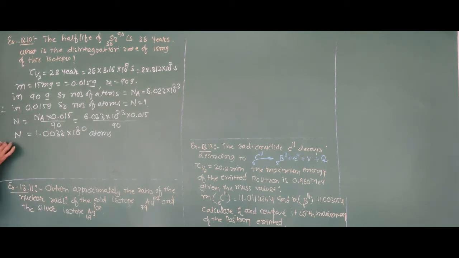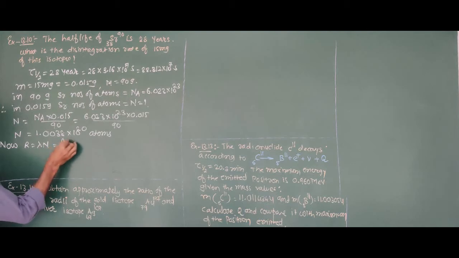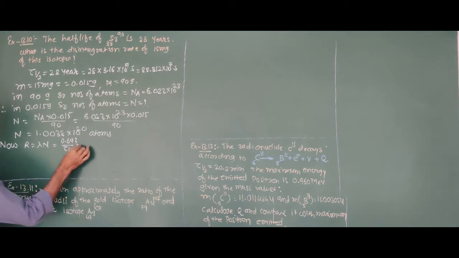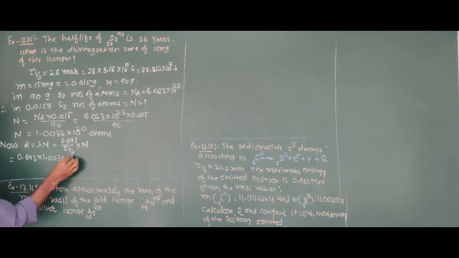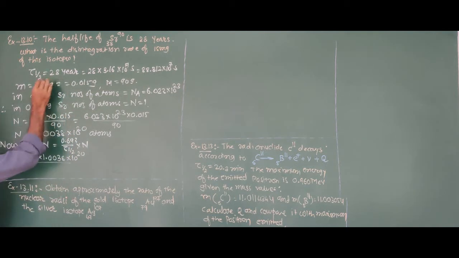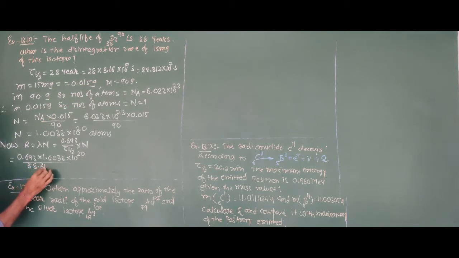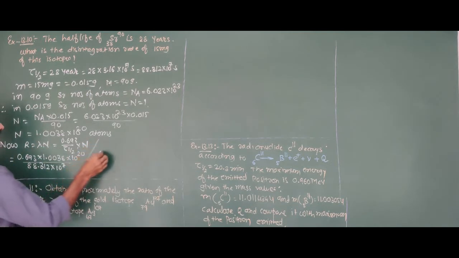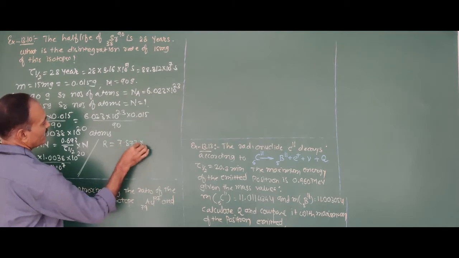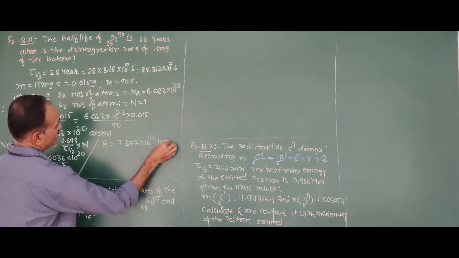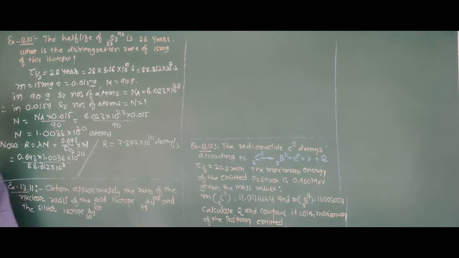Now, activity R is equal to lambda N. Lambda is not given, instead of the lambda, tau half is given, therefore 0.693 upon tau half into N. Substitute the value: 0.693, N is this 1.0038 into 10^20 upon tau half. Tau half is this 88.312 into 10^7. So thus we obtain the activity R is equal to 7.877 into 10^10 decay per second. Decay per second, or the disintegration per second.